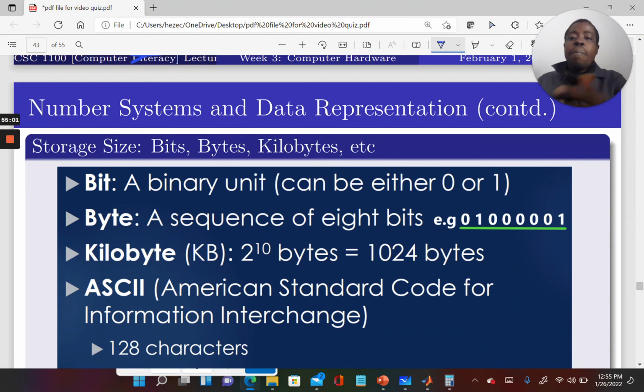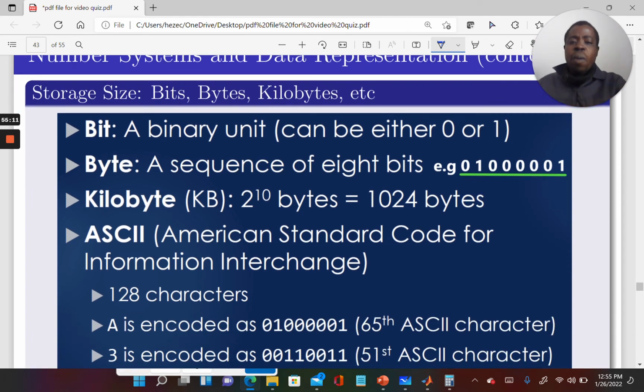So a bit, binary digit, can either be 0 or 1. So a byte is a combination of 8 bits. 1 kilobyte is 2 raised to power 10 bytes. The meaning of ASCII is American Standard Code for Information Interchange.